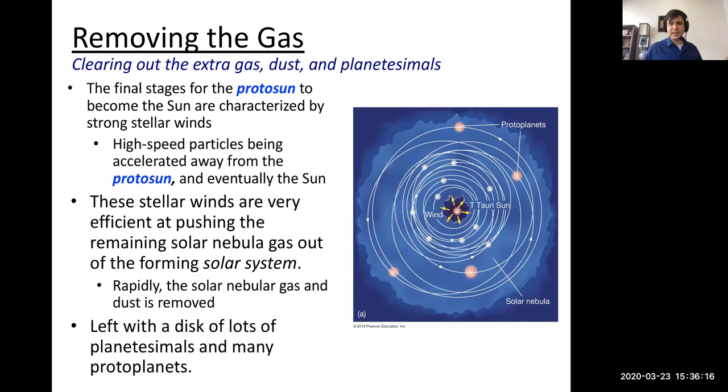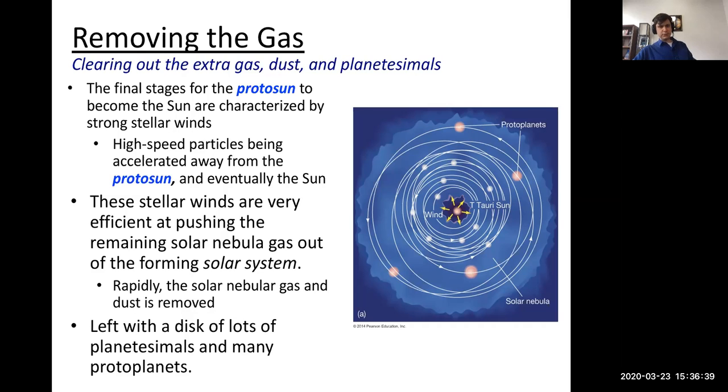We can actually see that we live in a small bubble, devoid of material, that was blown out by our sun. There's a region like this around all the stars. So the solar wind blows away the remaining gas and dust, and what are we left with? We now have a disk of planetesimals and many protoplanets, much more than the 8 planets that we have now.